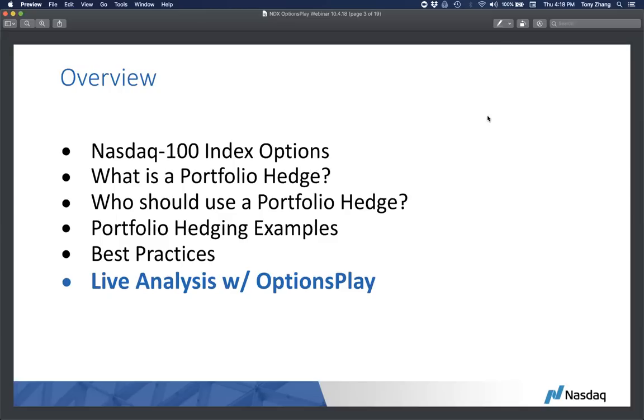Now, I'll spend about 20-25 minutes on the slides walking you through the concepts of portfolio hedging as well as best practices and illustrating some examples of it. However, what I really want to help drive this home is to show you some real analysis using OptionsPlay, because each one of our portfolios are different sizes. Each one of us has different risk tolerances. I want you to not only be able to learn how to do this, but also have the tools so that you can actually implement what we're teaching you here today.